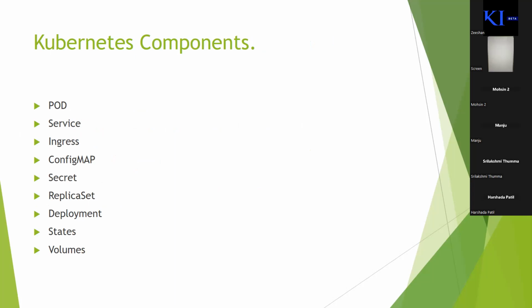Kubernetes has lots of components, but we will be discussing the main, basic, and most used components, like pod, service, ingress, config map, secret, replica set, deployment, stateful sets, volume, etc. These are the major components of Kubernetes.